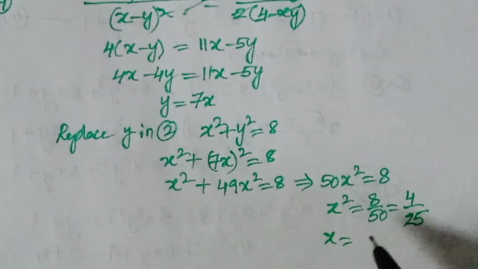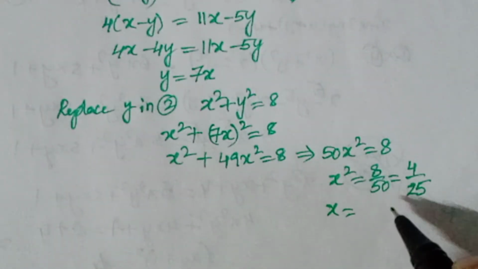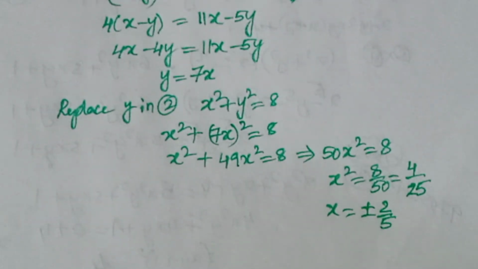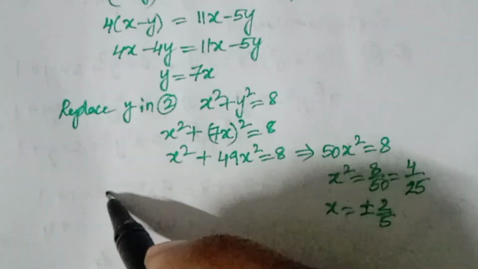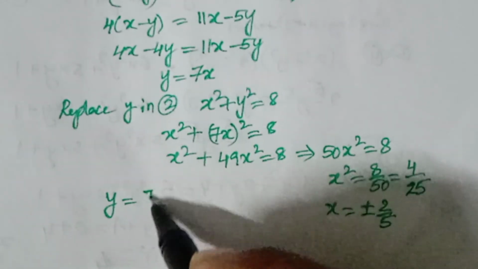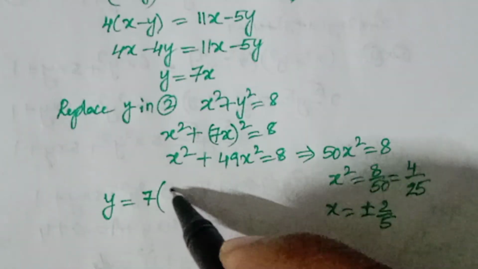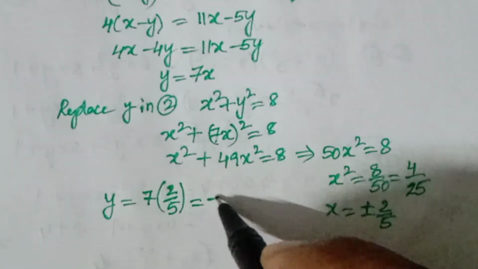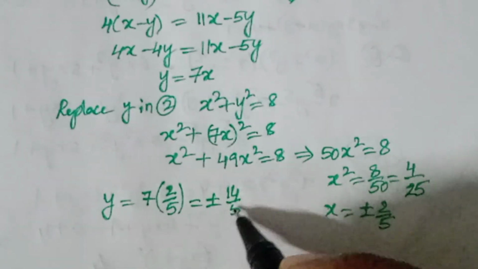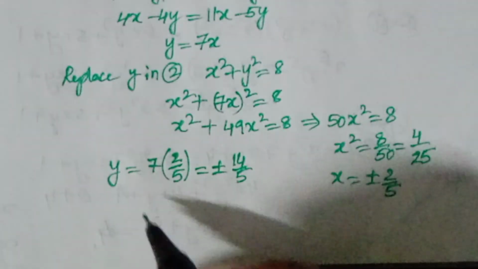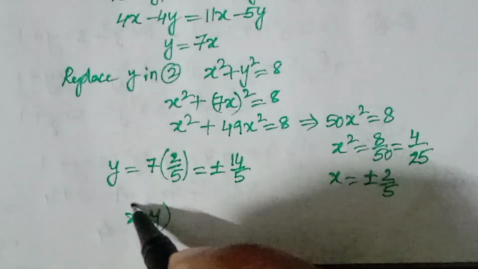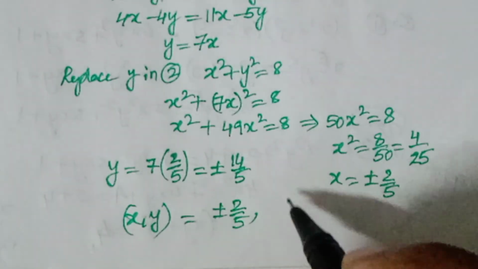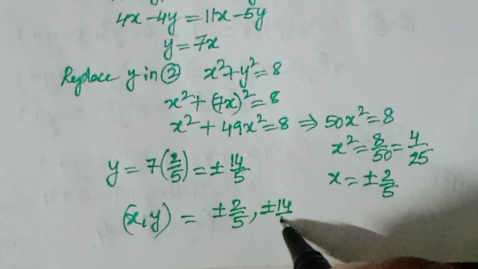So x will be plus or minus square root of 4 by 25, plus or minus 2 by 5. x value is plus or minus 2 by 5. Then y value will be 7 into plus or minus 2 by 5, you will get plus or minus 14 by 5. So therefore x value, y value: plus or minus 2 by 5 is the x value, comma, plus or minus 14 by 5 is the y value.